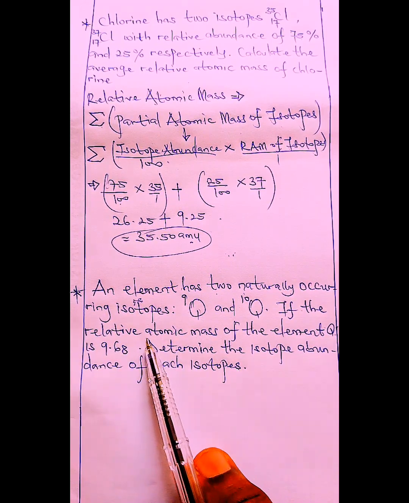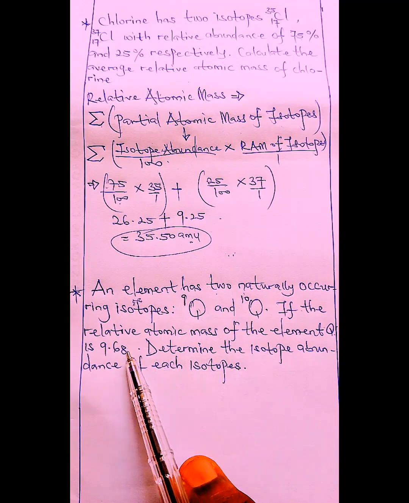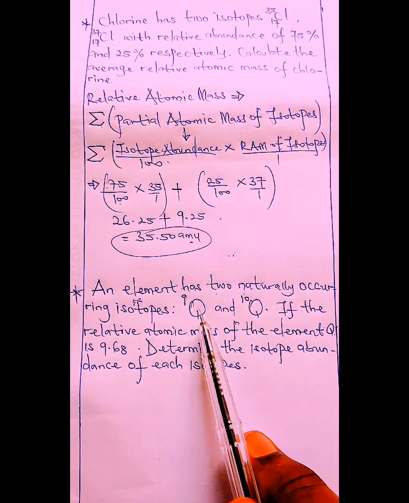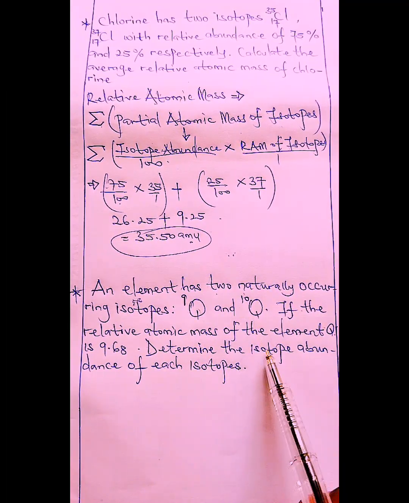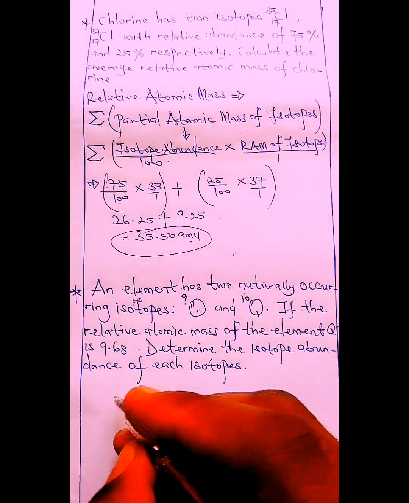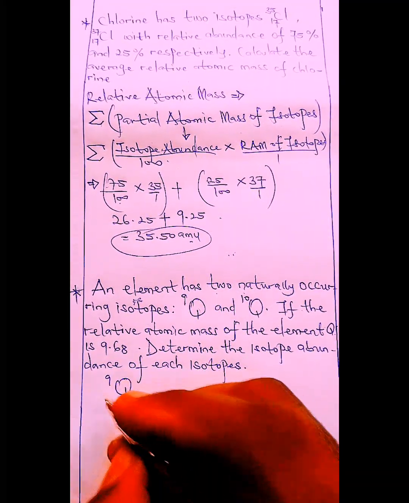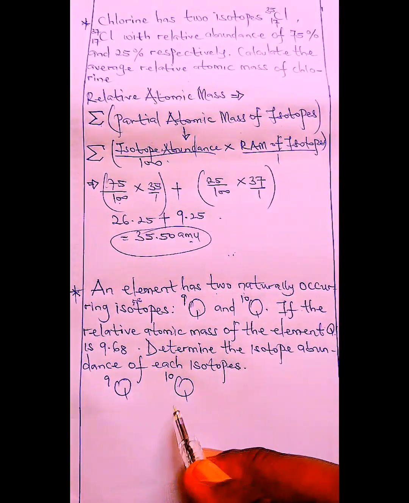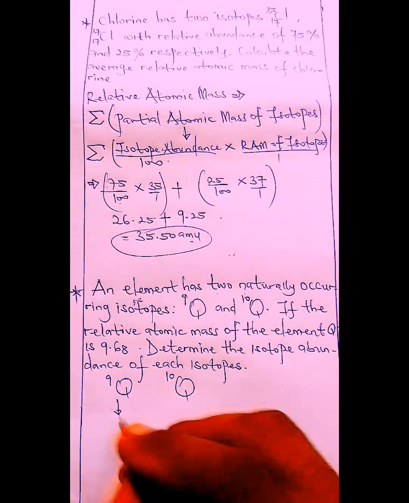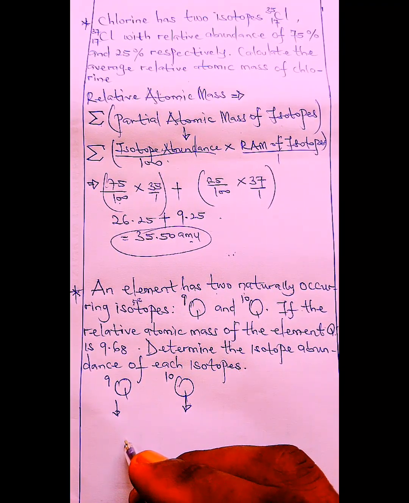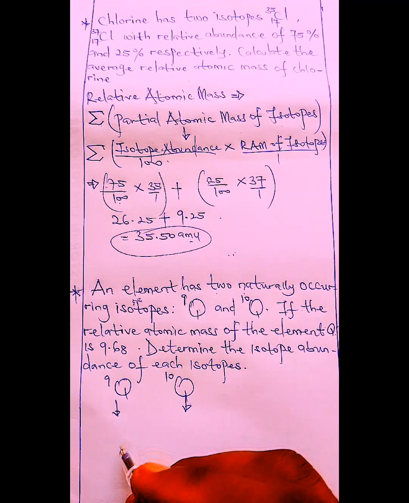But as you can see, we've been given the relative atomic mass unit of this given element, but we are not given the percentage abundance of these isotopes. So what we have to do now is use our mathematics skill. The very first isotope of Q is 9 right here. The second has an atomic mass unit of 10. Each of these isotopes has its own percentage abundance, its own percentage of existence in nature, but we are not given.